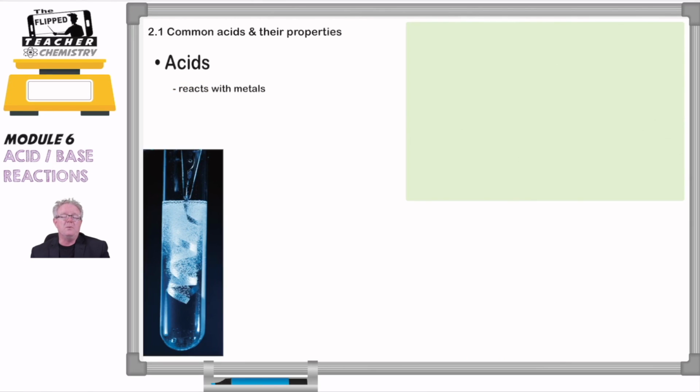All right, another property we have is acids and their ability to react with metals. Now we did this back in year 11 if you remember, but here we have a metal. So a metal reacts with acid and that produces a salt plus gas, and the gas is actually hydrogen gas. And so you can see a video of that here where we're using some acid and putting a strip of magnesium in and it's bubbling away, producing hydrogen gas.